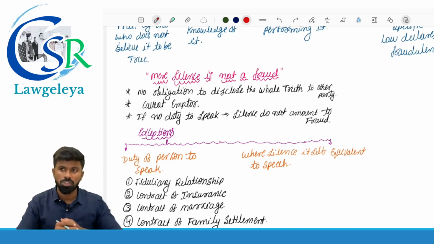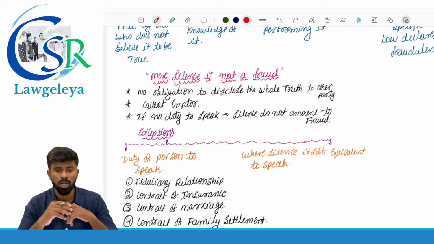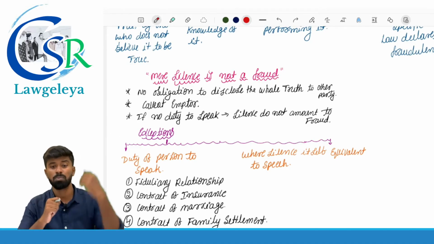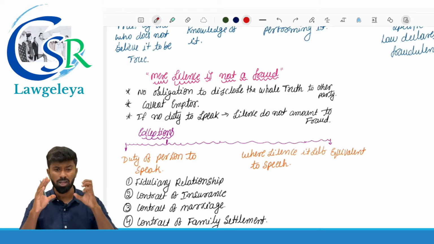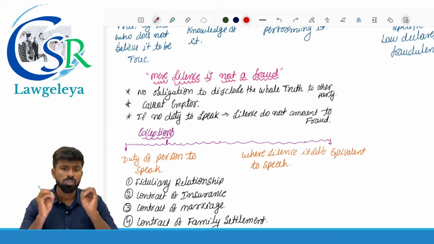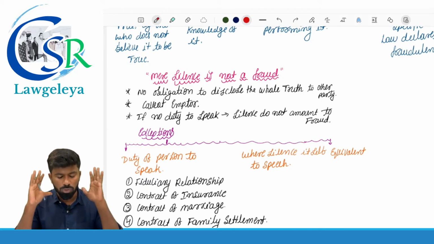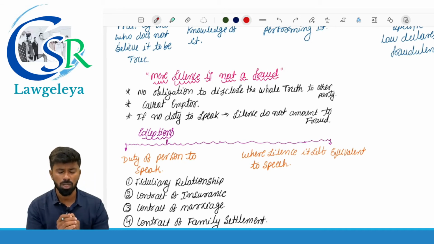I have some information that share market will go up after the election result, and if I don't disclose it, and if I purchase the shares at a lower price and the other person is not aware about the information, and sells them at a lesser price, can he claim a fraud here? No, because nobody is under absolute duty to disclose everything. So if there is no duty to speak as per the law or as per an existing contract, silence does not amount to fraud. Keep this in mind. If there is no duty to speak upon a person, then silence does not amount to fraud.